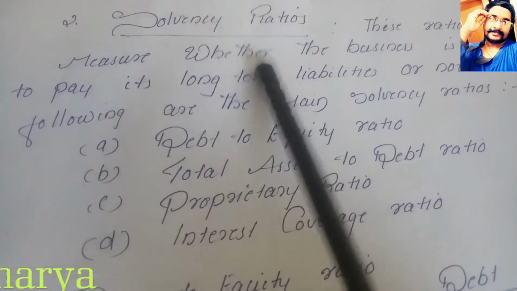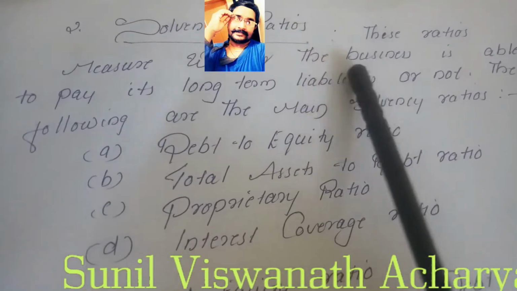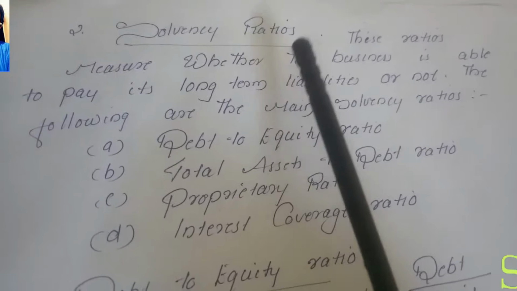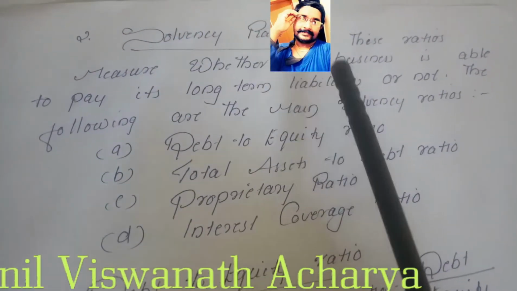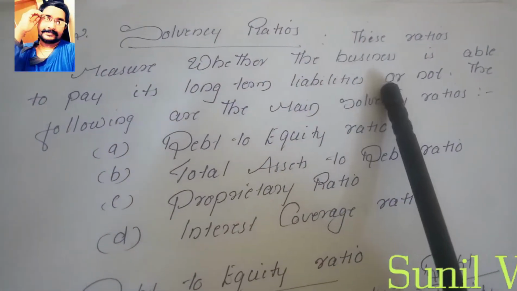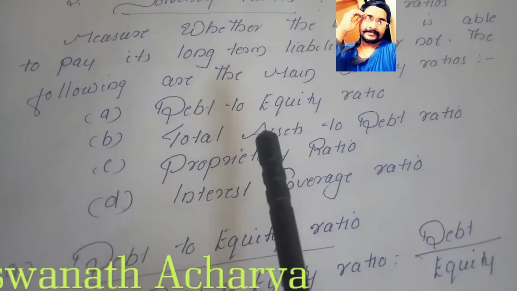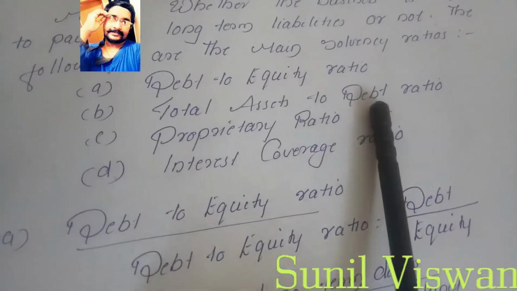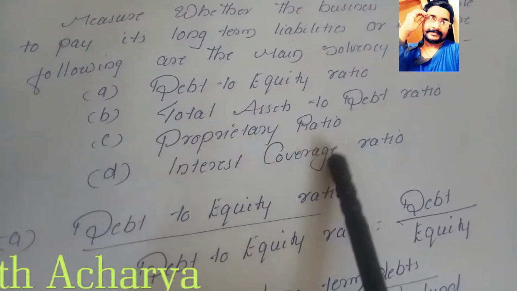That means we are assessing through solvency ratio whether the business is in a position to pay back its long-term liabilities or not. That means whether the business is in a position to pay back its long-term debts or long-term liabilities. The main solvency ratios are debt equity ratio, total asset to debt ratio, proprietary ratio, and interest coverage ratio.